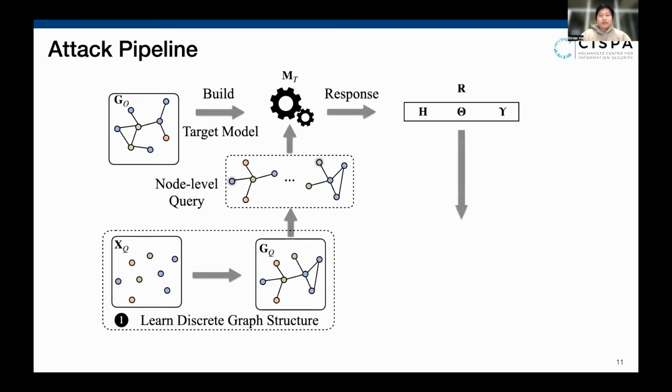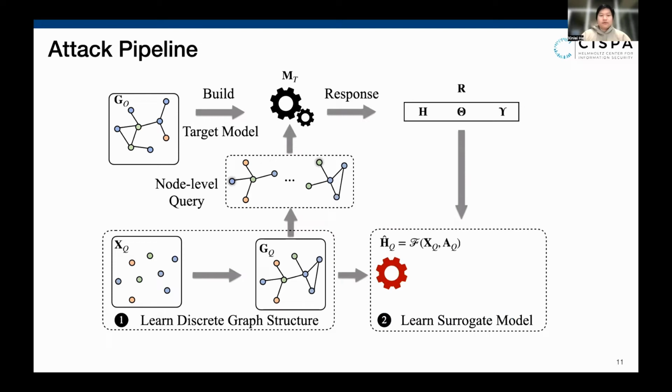Then we use this query graph as well as the response to train the first part of the surrogate model, and leverage the labels of nodes on the query graph to train the second part of the surrogate model to form a node classification model.